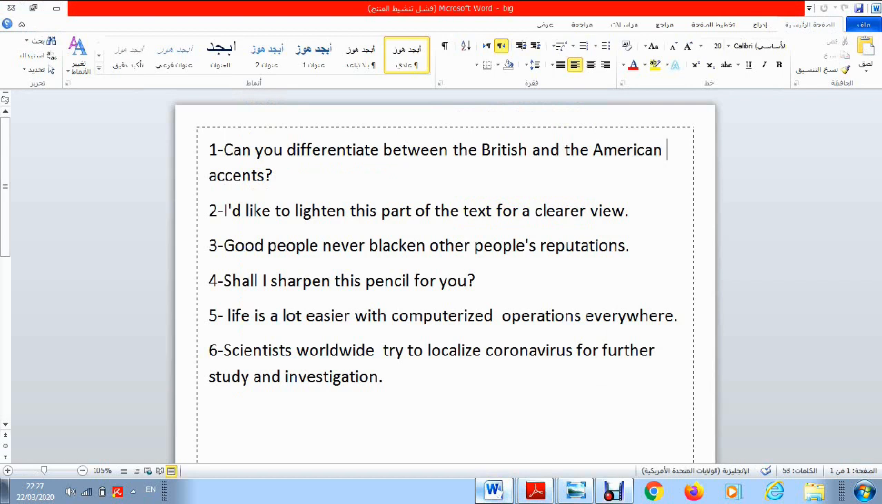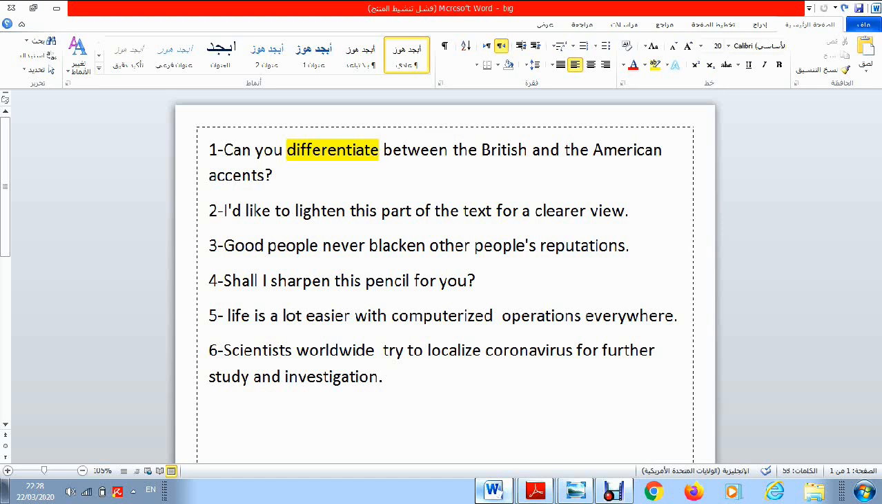Can you differentiate between the British and American accents? So here again, the word differentiate is the verb we are using. Differentiate. Can you differentiate between the British and the American accents? Can anybody give me an extra example? Can you differentiate between village life and city life?